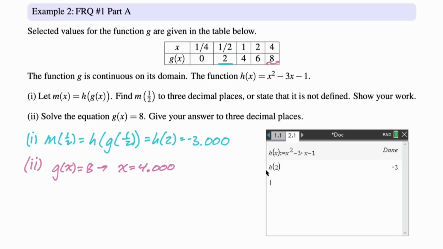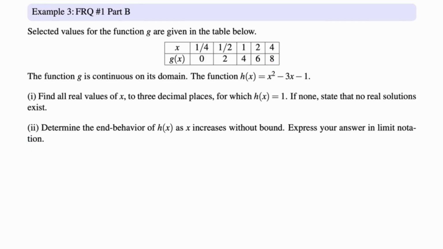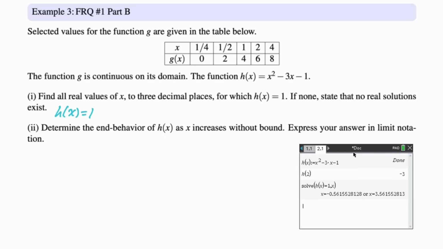So this is still FRQ1, but now some part B's. So now basically you just move on and you're using the function definition that they give you. You're going to solve an equation, then you're going to talk about end behavior. I think that's always going to be the question. So this one says solve h of x equals 1. So total calculator question. I define h of x. I just use solve. You could use a graph, however you like to solve these things. And then you write your answers.